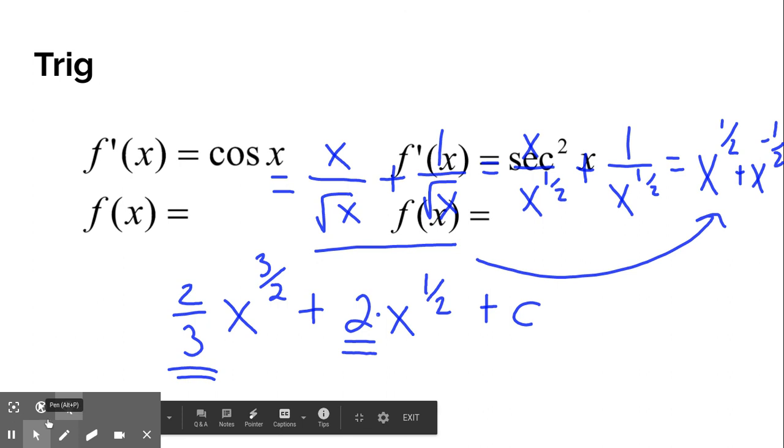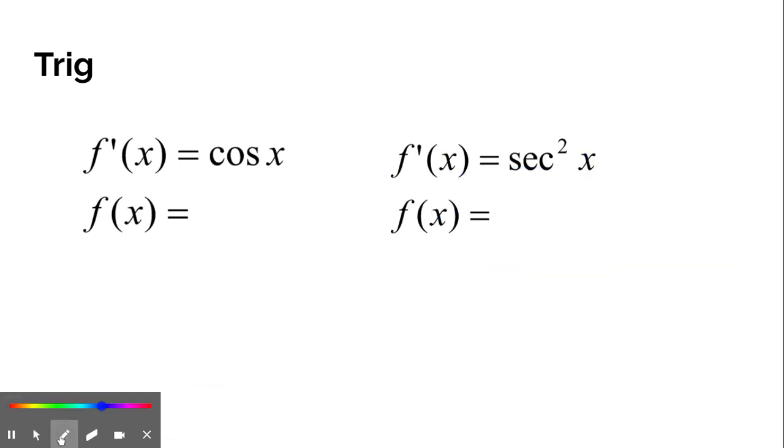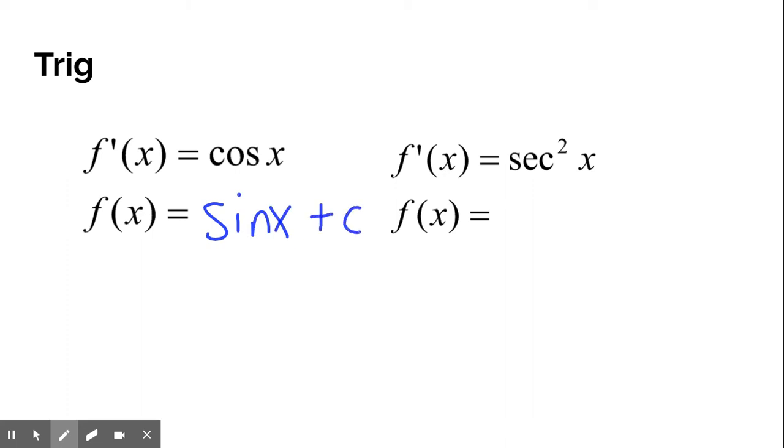And go to the next slide. Clean this one off. So what about trig functions? Well, with trig, you just have to logically think through what the derivative would be to get to cosine x in this first case. Well, I know the derivative of sine x plus c would be cosine x. The derivative of sine is cosine, so I have sine x plus c.